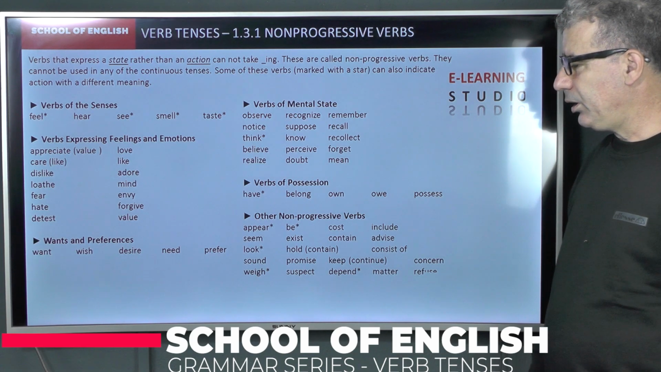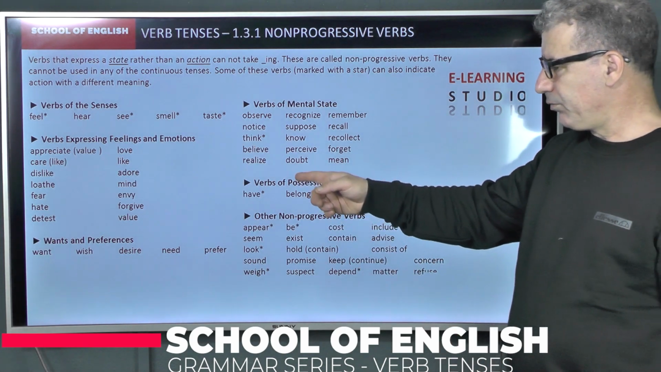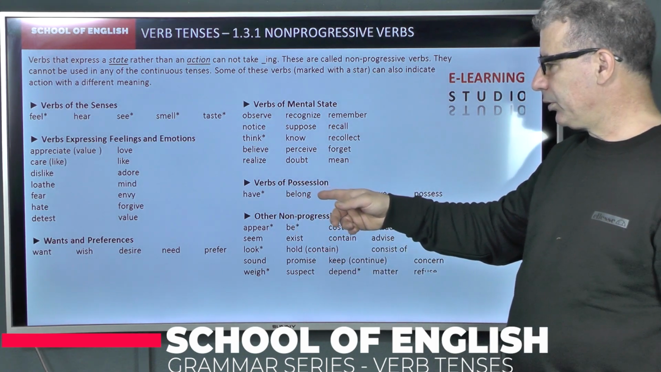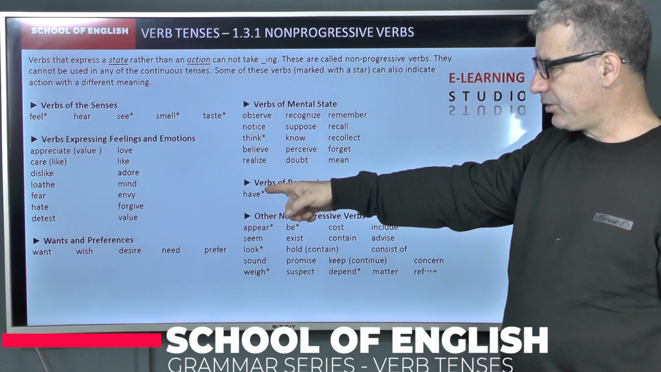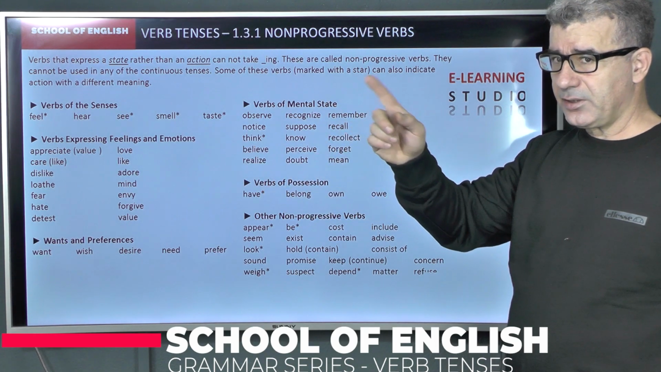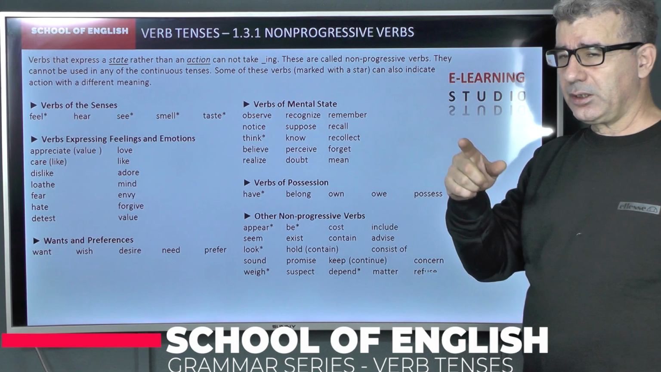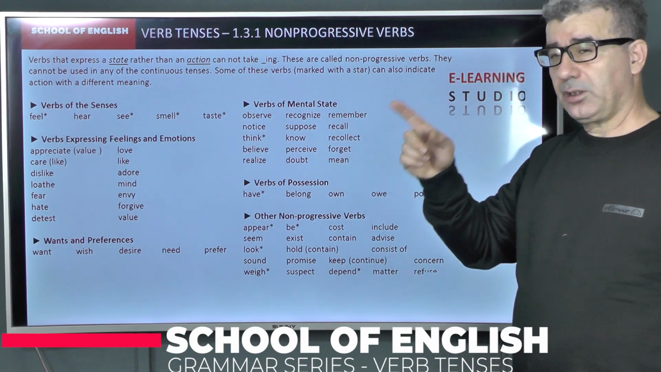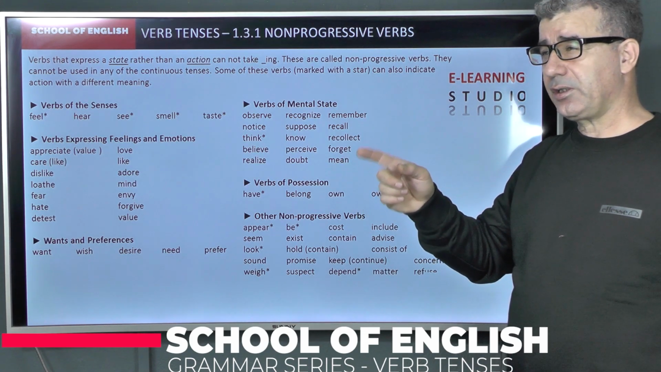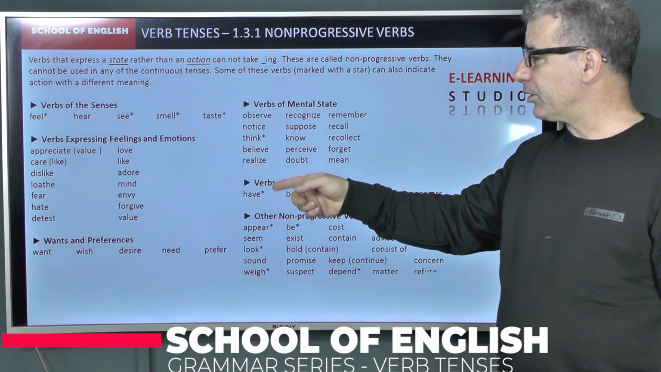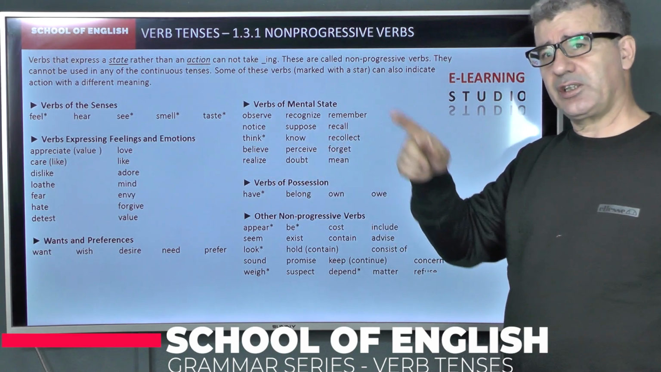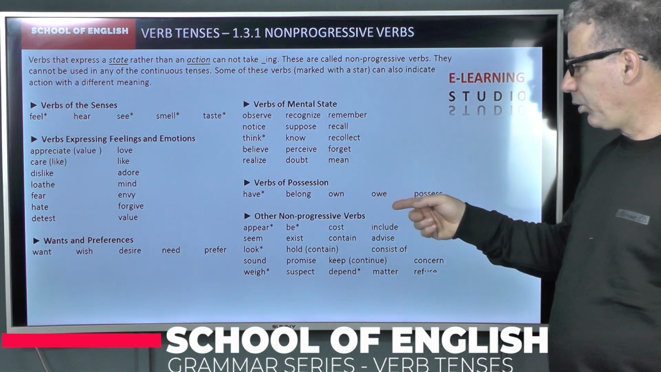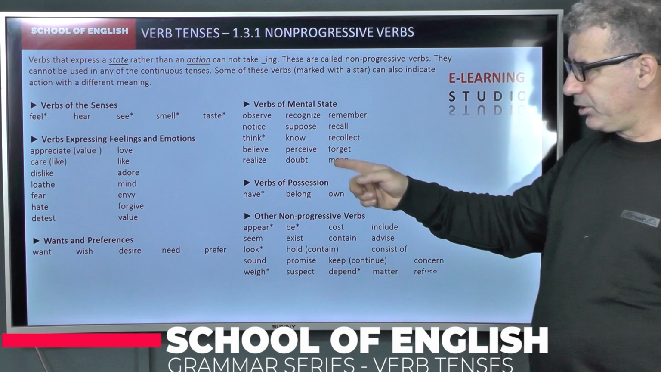And in the other list, we have verbs of possession. What are they? Have, belong. Here have has a star on it. It means that it has another meaning that indicates action. We'll have a look at the examples of these verbs with stars in the second part of non-progressive verbs. Have, belong, own, owe, possess are the verbs in this list.